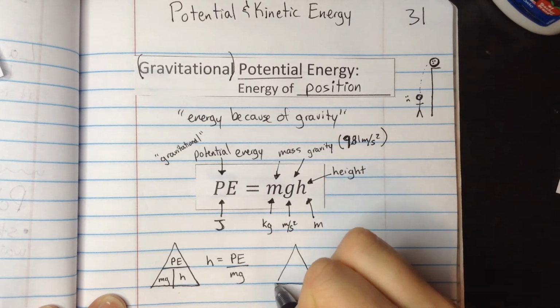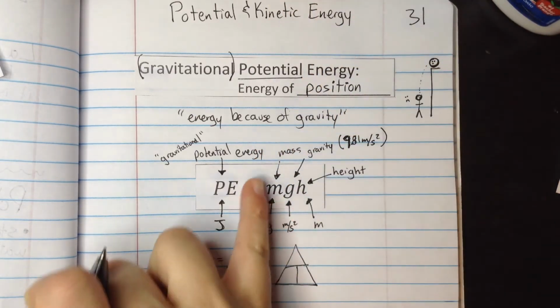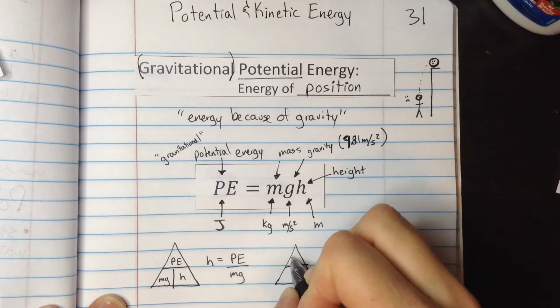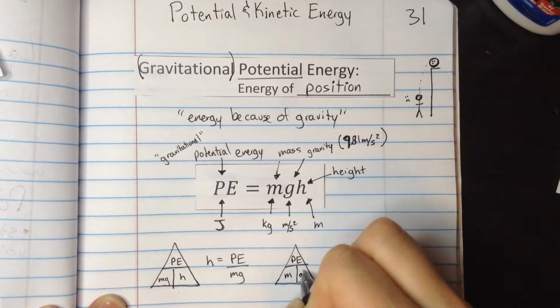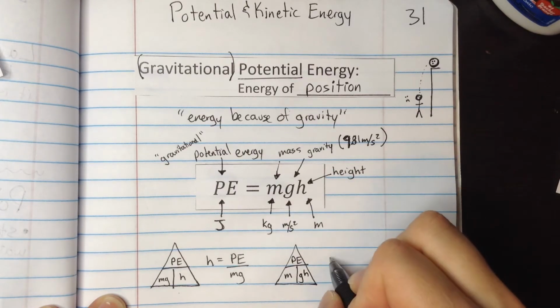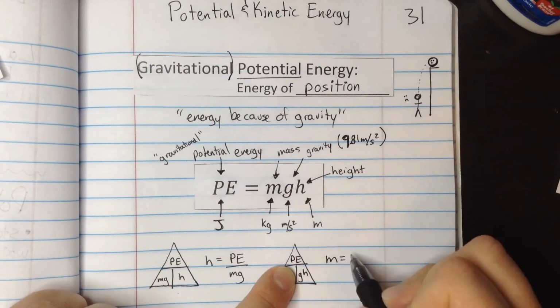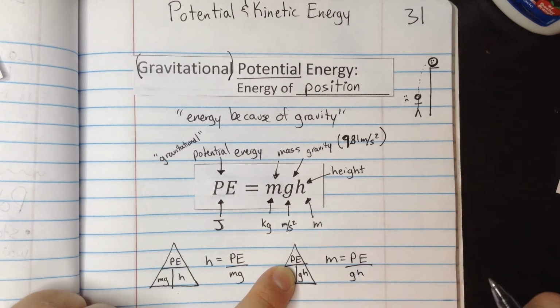Or, like I said before, we can look at this as gravity and height multiplied by mass. So potential energy is equal to the mass multiplied by gravity times height. In which case, we use that to solve for the mass. Mass is equal to potential energy divided by gravity times height.